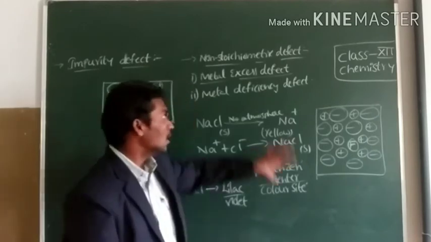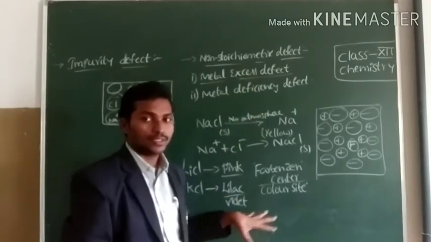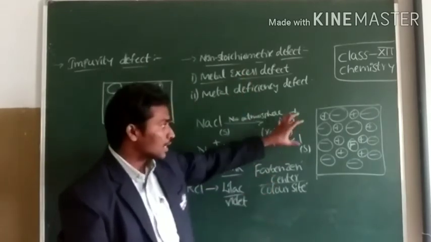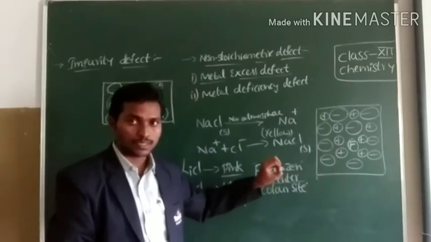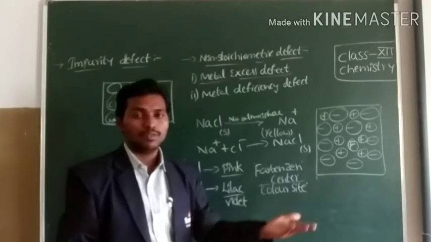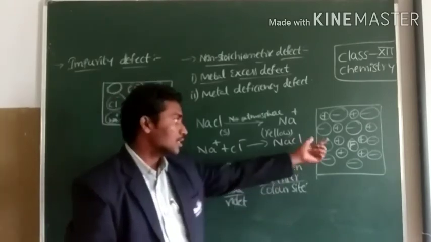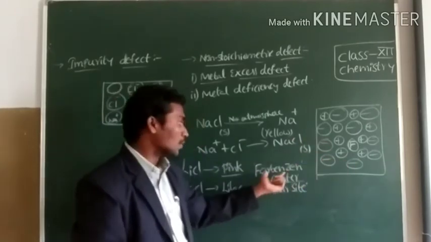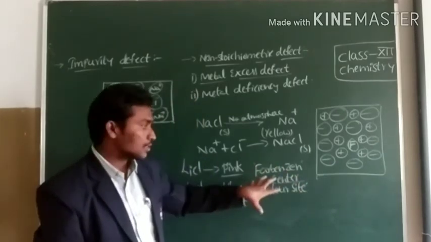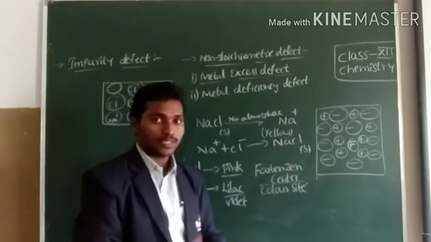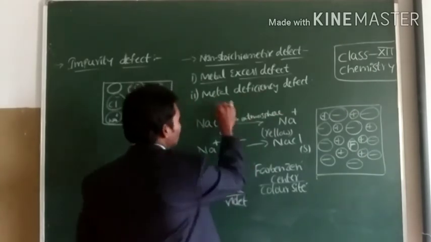This is called metal excess defect. This metal excess defect is due to extra cations present in the crystal lattice. These extra cations, responsible for giving out radiation, are also called F centers, meaning Farbengen centers, which are color sites in the crystal lattice. Next, metal deficiency defect.